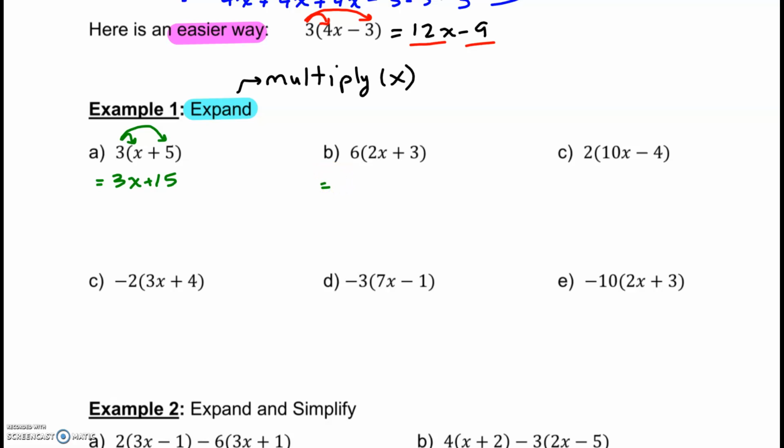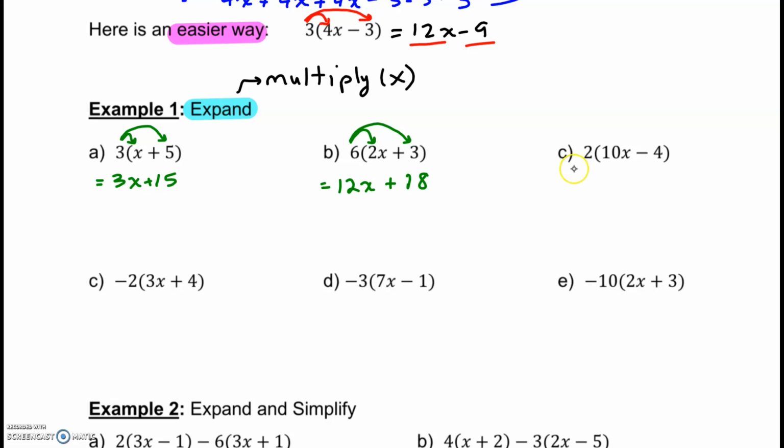If you can, pause the video and try this on your own, or you can keep going with me. So we have 6 times 2x. If I have 6 2x's, that just means I multiply 6 times 2, which is 12, and my x goes on the outside. And now I'm going to go 6 times 3. So positive 6 times positive 3 gives me a positive 18.